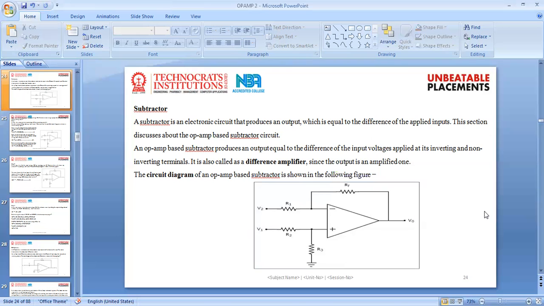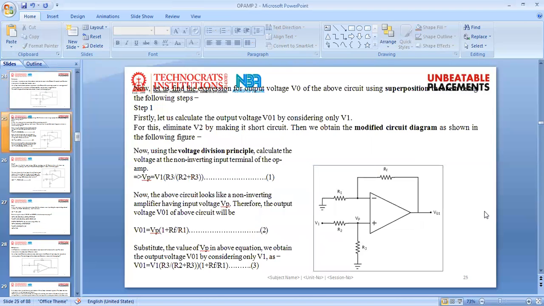Now we find the expression for the output voltage V0 for the above circuit using the superposition theorem. Step one: firstly, let us calculate the output voltage V01 by considering only V1. For this, eliminate V2 by making it a short circuit. Then we obtain the modified circuit diagram shown in the figure.